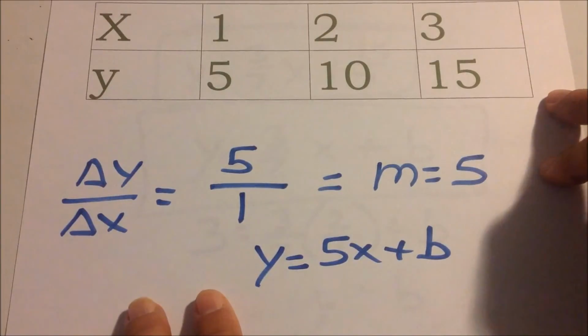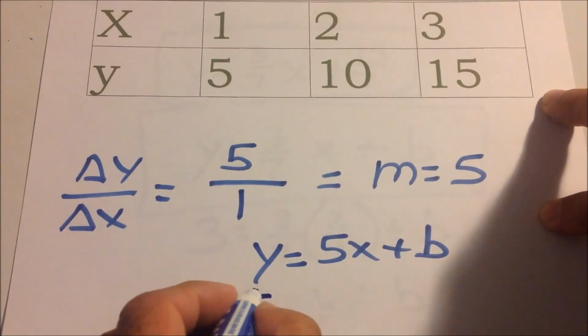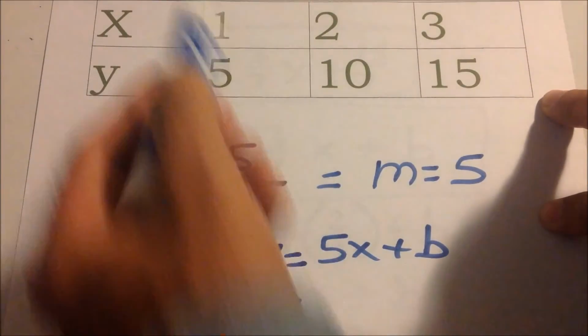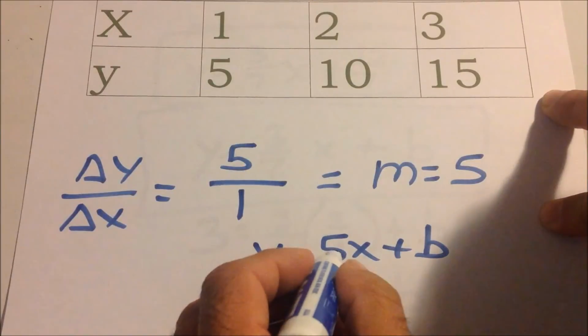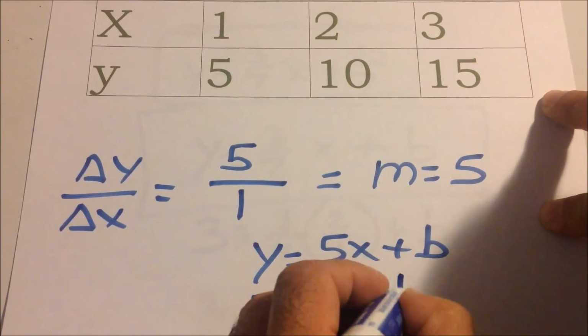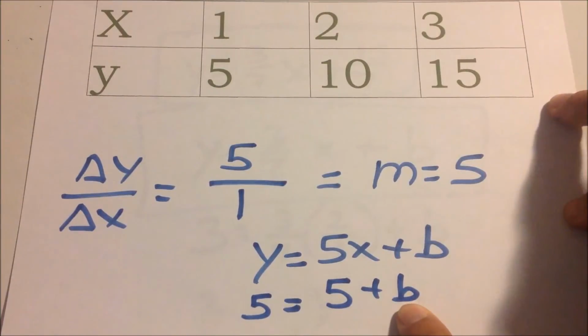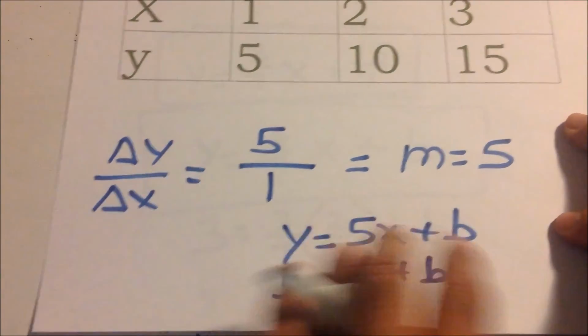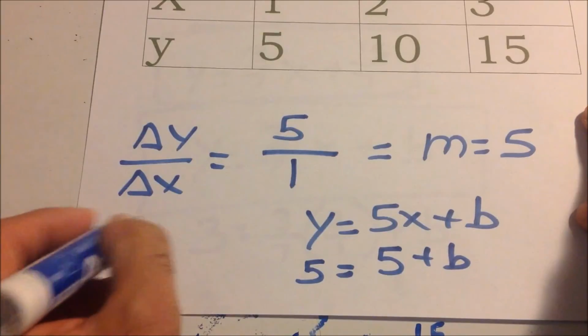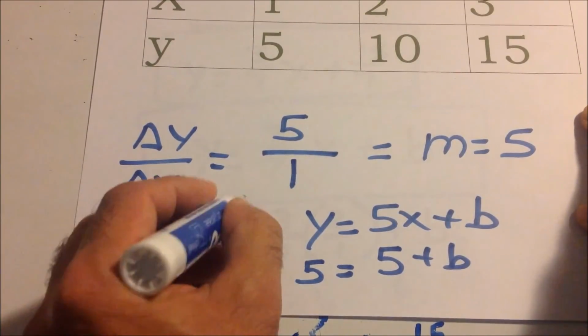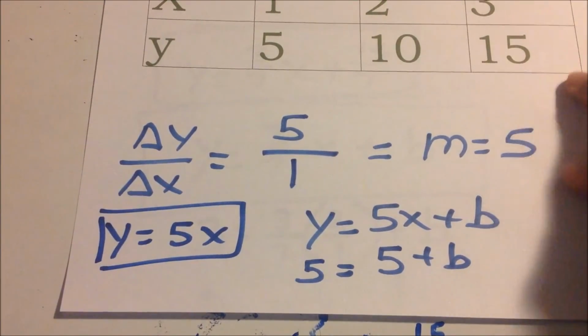So now what do we do? Plug in any x and any y, any pair you want. So when y is 5, what does x have to be? 1. So 5 times 1 is 5. You minus the 5 on both sides, and b becomes 0. So in that case, we don't even need to put anything. We just say y equals 5x. That's the equation. We created a linear equation.